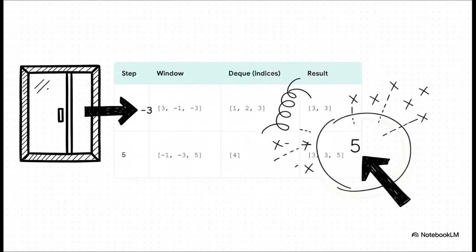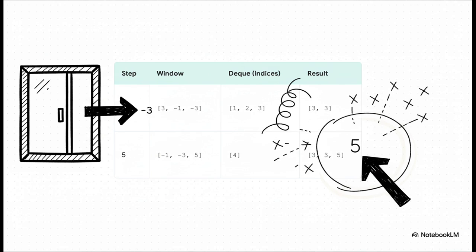Okay, let's keep going. The window slides. Next up is -3 at index 3. It's smaller than the -1 at the back, so we just add its index. The max is still at the front, index 1, so our result is 3 again. Now for a really important step. We get 5 at index 4. First, cleanup. The index at the front is 1. Has our window slid past position 1? Yes, it has, so we pop it from the front.